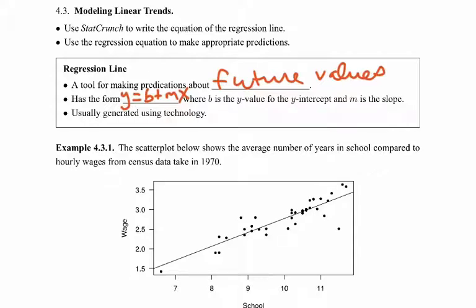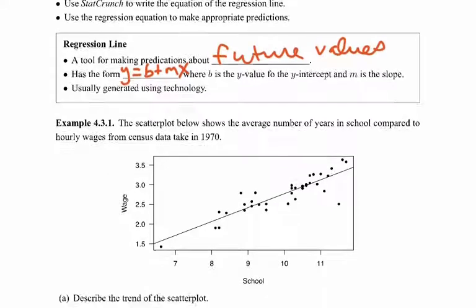Y equals mx plus b. It's the same thing. It's the equation of a line. StatCrunch in our textbook writes the y-intercept first, so we tend to do that, but it's the same thing you've seen before. We're always going to use technology to figure this out. It can be done by hand, but it's pretty tedious, so we're going to stick to StatCrunch to help us get that equation of the line.